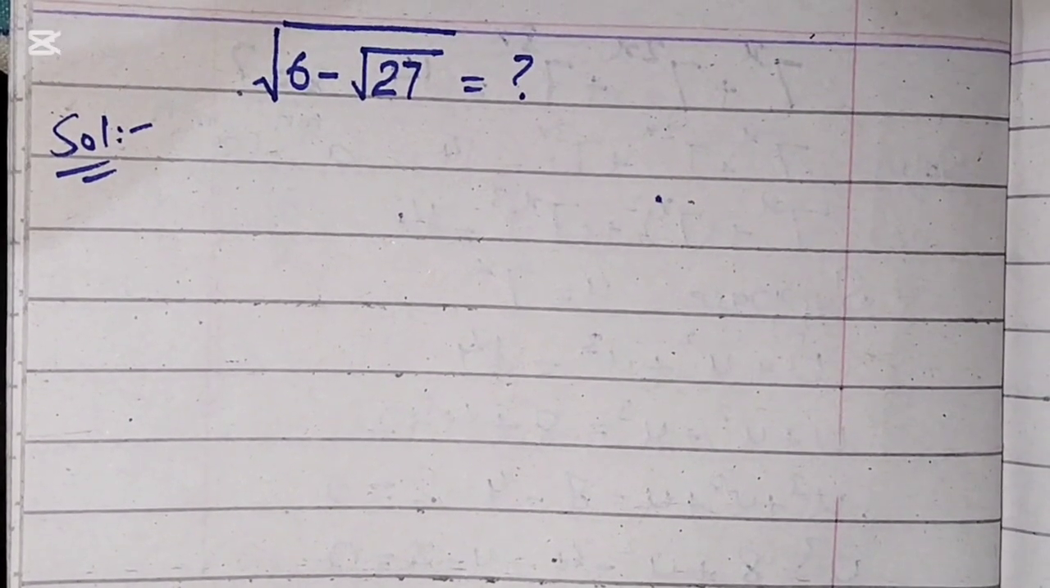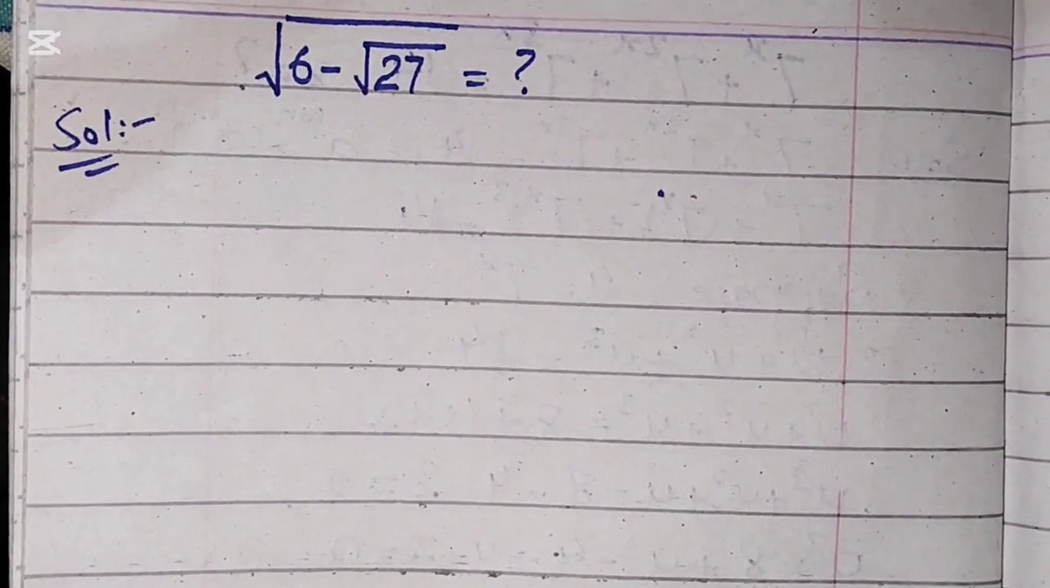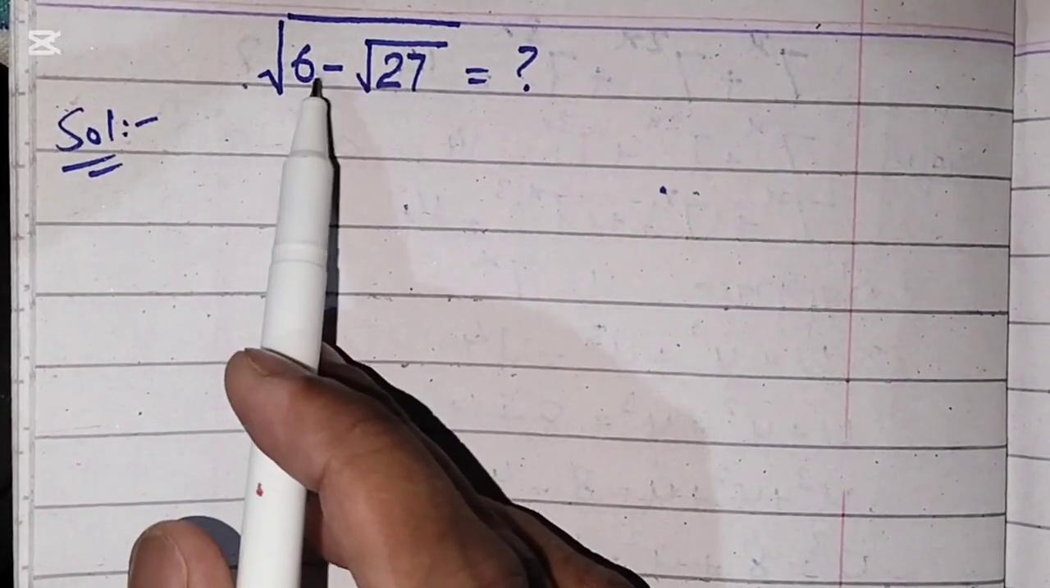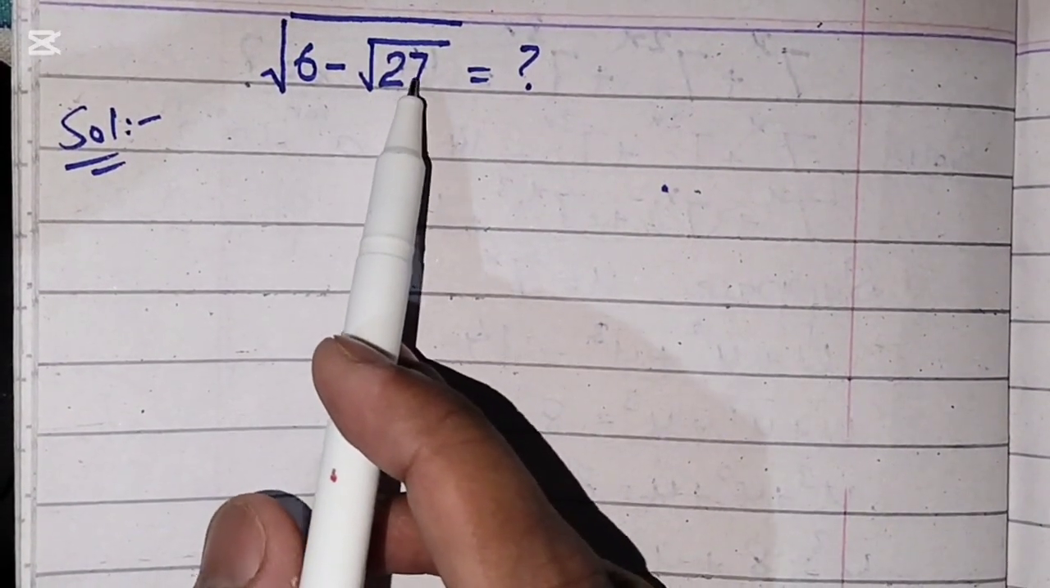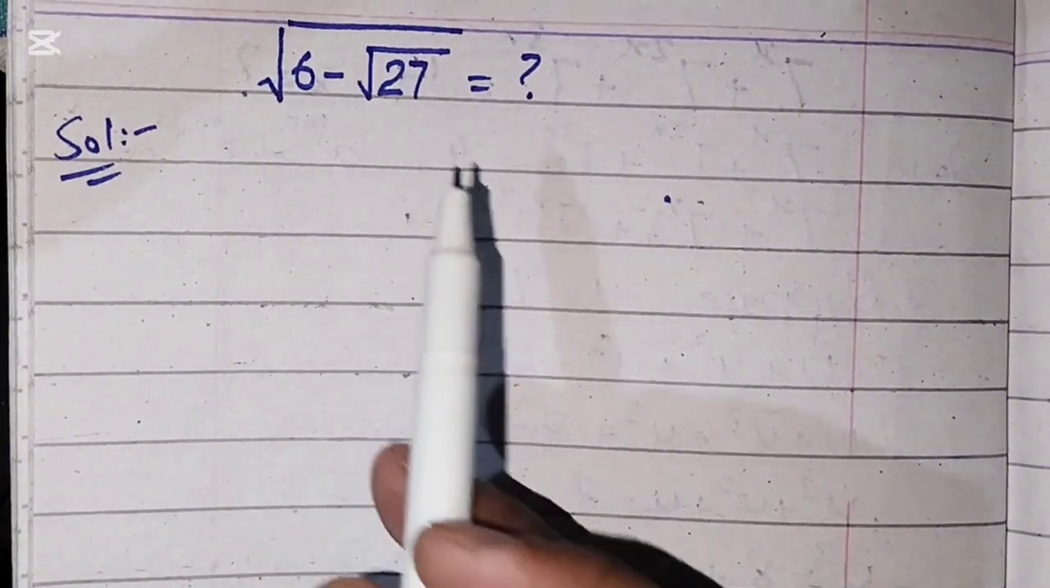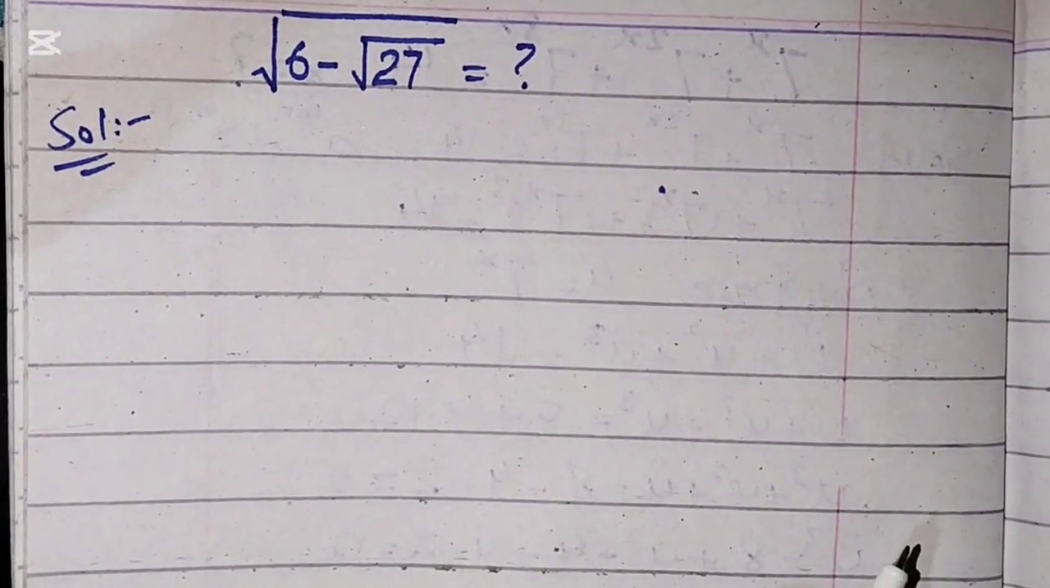In this video you will solve a nice square root math Olympiad problem. Square root of 6 minus square root of 27. We have to simplify it without using a calculator.